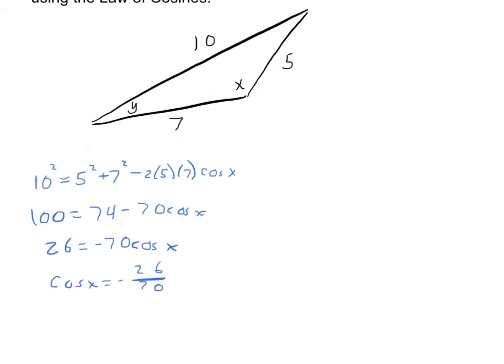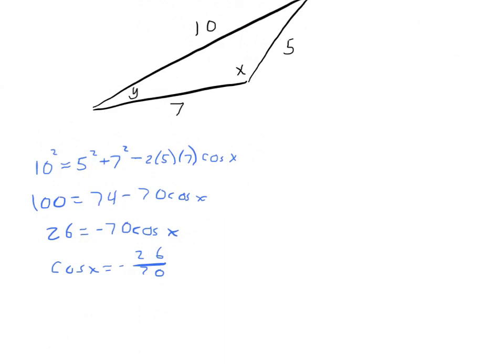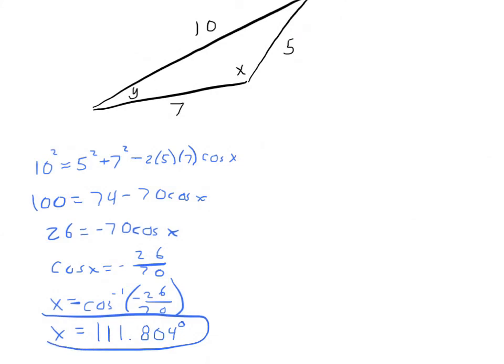Now we're going to use inverse cosine to solve for x. X will be the inverse cosine of negative 26/70, which makes it 111.804 degrees. Okay, and so that's the value of x. Again, in the context of the problem, we don't know that this is to scale, but you've got the idea that this 10 is a huge side compared to the 5 and the 7. So it makes sense that x would be by far the largest angle.